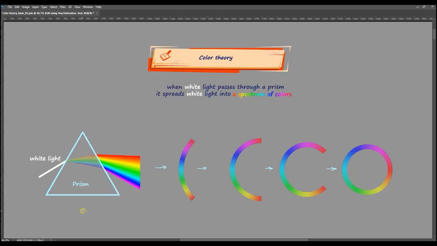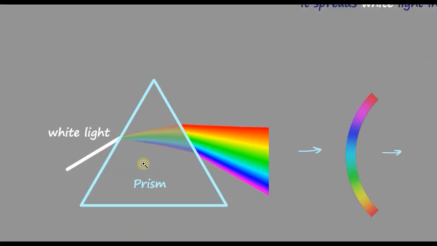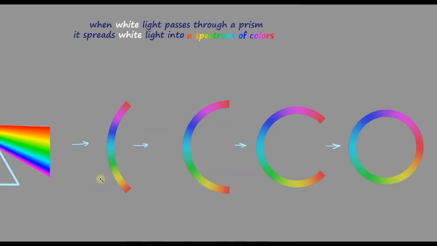This experiment was done by Isaac Newton. He showed us that there's nothing magical inside the prism, and it's white light that contains all of the colors. He put a second prism in front of the spectrum of colors, and again the spectrum turned into white light. Then he thought maybe he could put that spectrum of colors on a circle.